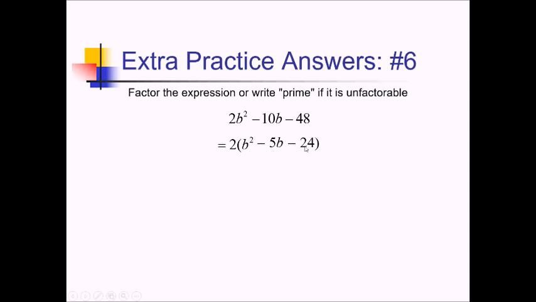So let's see, we've got 1 and 24 doesn't work, neither does 2 and 12. 3 and 8 might work if I have positive 3 and negative 8. So I've got the 2 out in front. I've got a b plus 3 and a b minus 8.